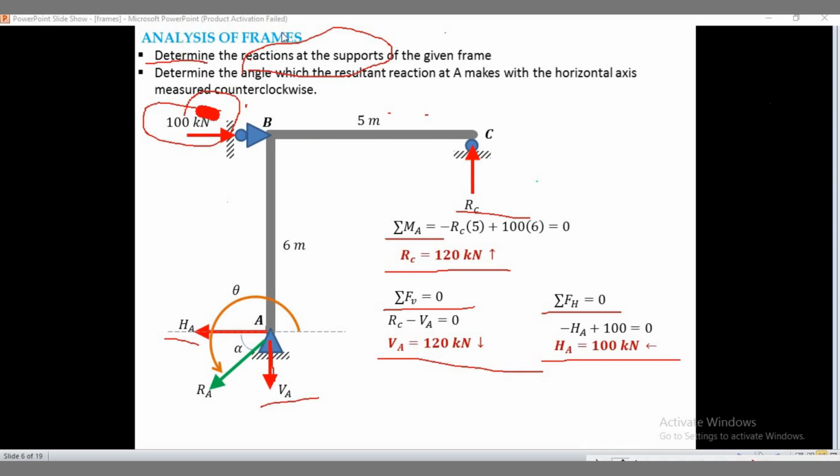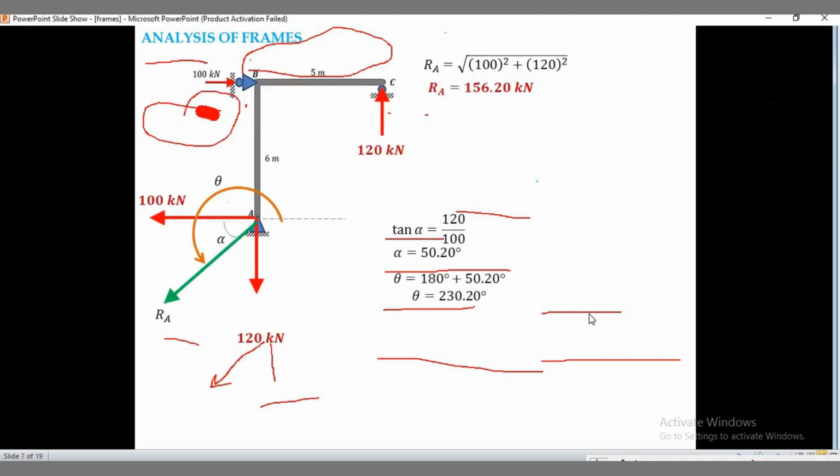Dadagdagan ko lang yung requirement nitong problem na to. What is the resultant reaction at joint A? So, what do I mean by that? Resultant reaction, siya yung RA na to. Resultant reaction si RA. Paano ko makukuha si RA? Given, nasolve ko na si HA at saka si VA.